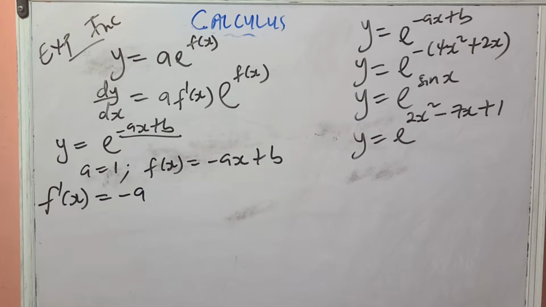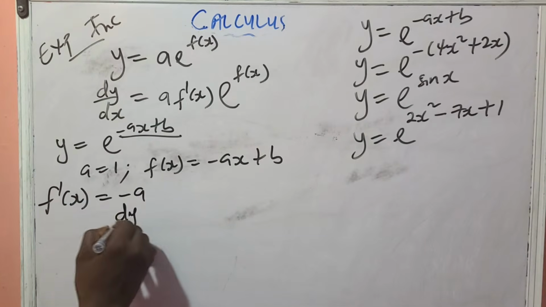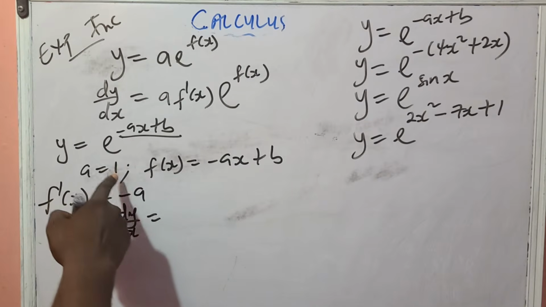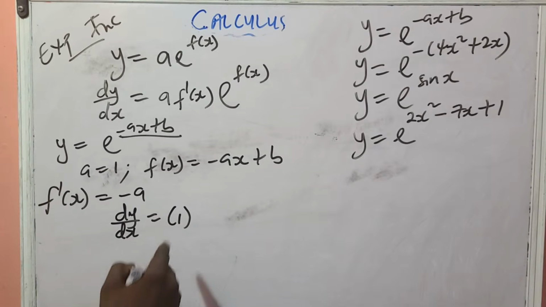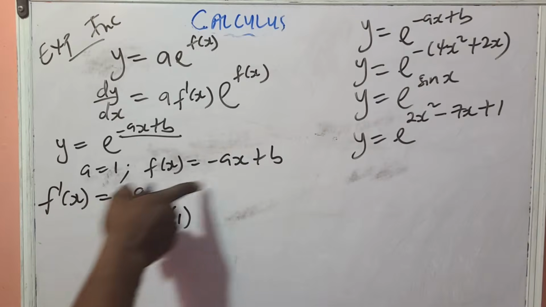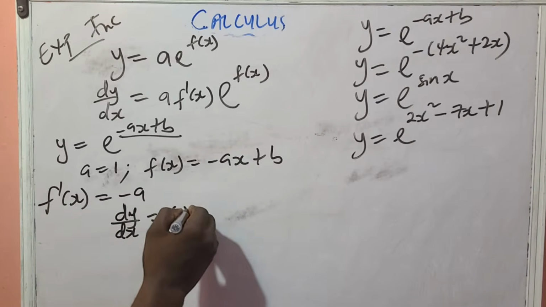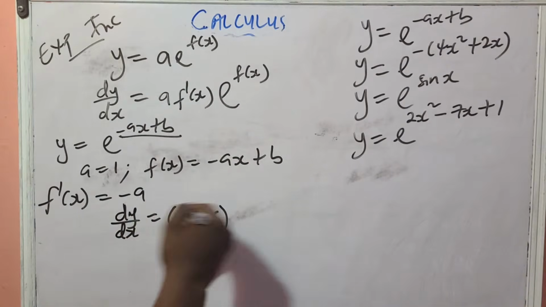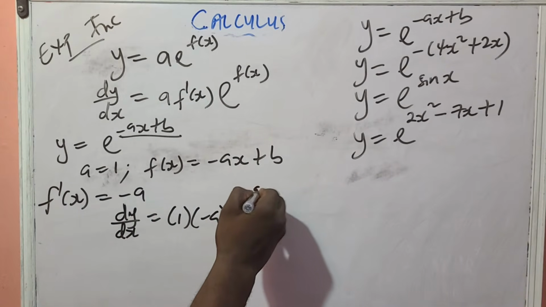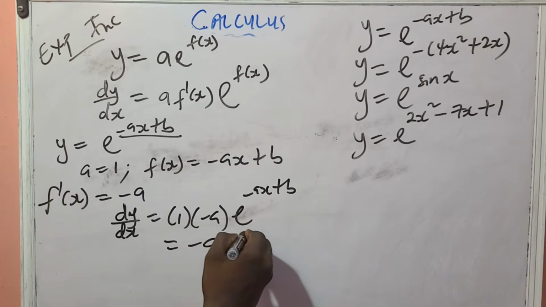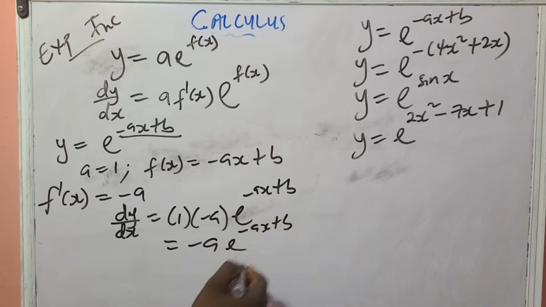So all you need to do is say, okay, if I've gotten these two things, dy over dx will be equal to, you start with the coefficient, that's a, that will be 1, times the derivative of the power, that's minus a. So 1 times minus a, then you rewrite the exponential itself, e raised to power minus ax plus b. So this will obviously be minus a e raised to power minus ax plus b.